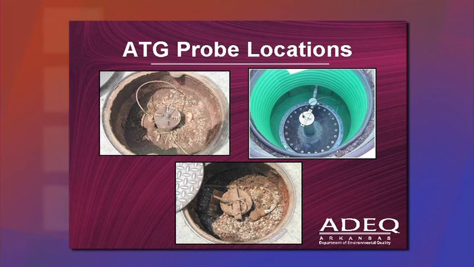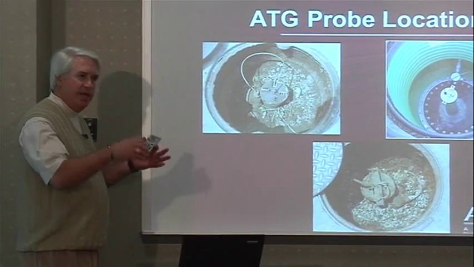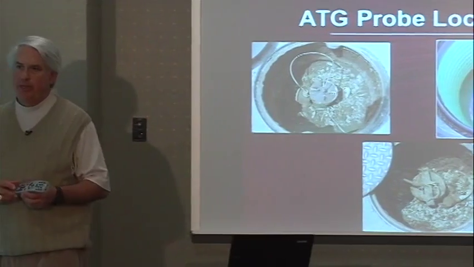You can see here's two older, this is automatic tank gauge going right into the backfill on top of the tank, two older kind of setups, and this is a more modern and newer setup for an automatic tank gauge where it's inside a self-contained sump where you can get to it.